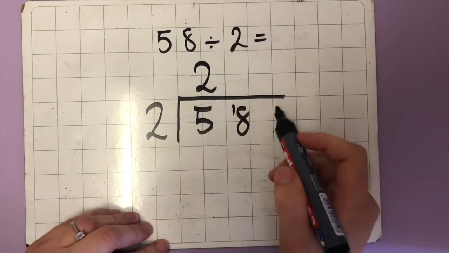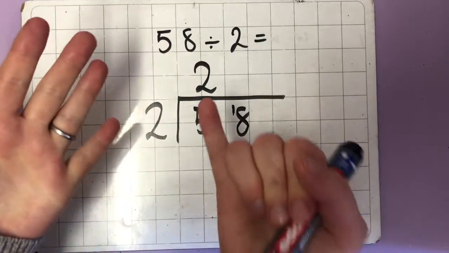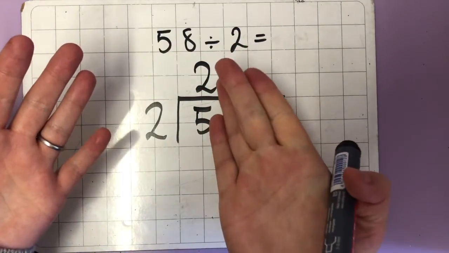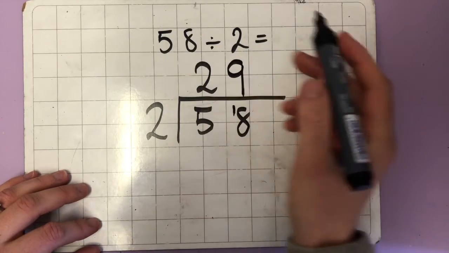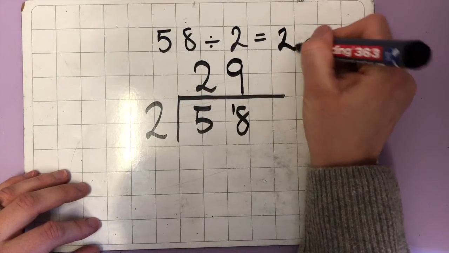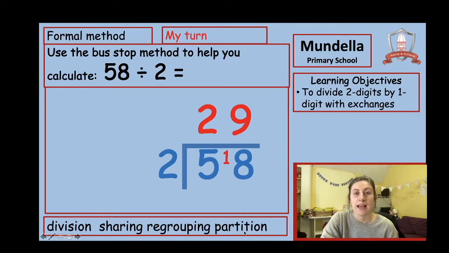So now 2's into 18. 2, 4, 6, 8, 10, 12, 14, 16, 18 goes in 9 times. So 58 divided by 2 is 29. There we go. So now we've recapped how to divide using bus stop method when we are exchanging 10s for 1s.